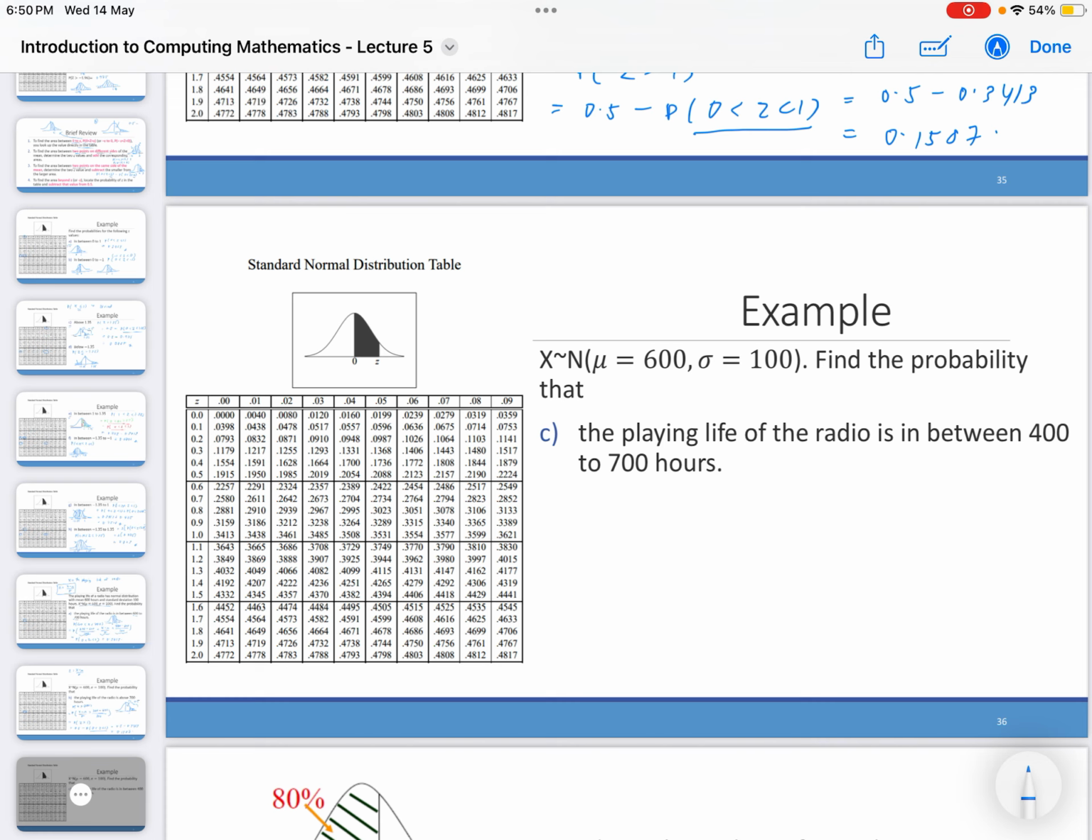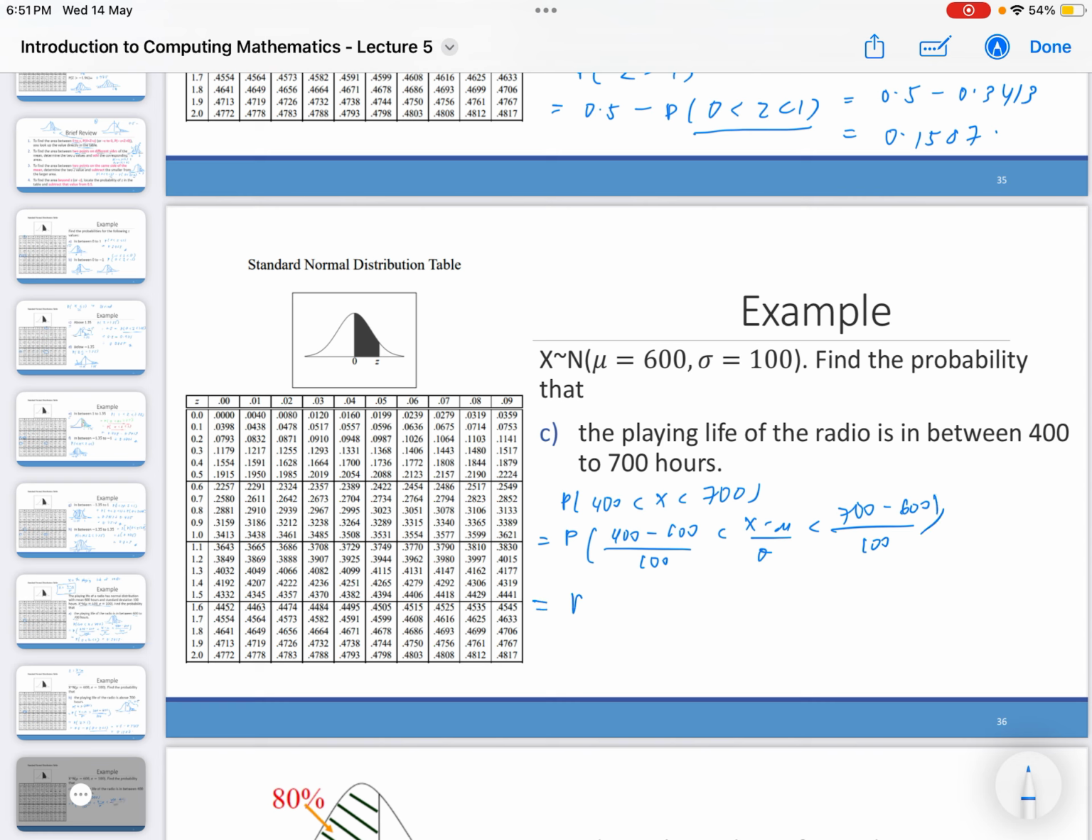Okay, let's look at C. So we want to find the probability that the playing life of the radio is in between 400 to 700 hours. So we want to find the probability of X in between 400 to 700. Again, we convert to standard normal. So this one is 400 minus the mean, 600, divided by the standard deviation, 100, less than X minus mean divided by standard deviation, less than 700 minus the mean divided by standard deviation.